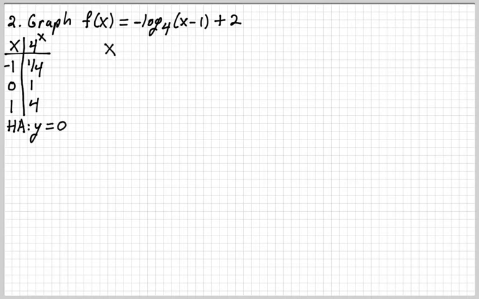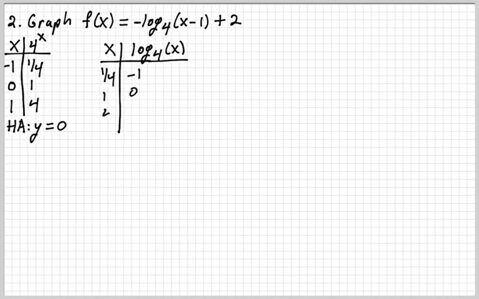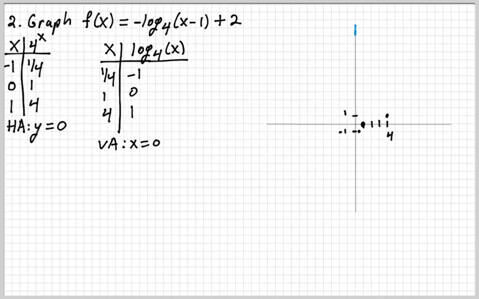Now we're not going to actually graph this, but we are going to switch our x and y to get the log of the same base. So we have 1/4 and negative 1, 1 and 0, 4 and 1. The vertical asymptote of x is equal to 0. Okay, so we're going to plot the point 4 and 1, 1 and 0, and then we'll do our best to try to graph the 1/4 and minus 1. We'll put in our vertical asymptote and then sketch our logarithmic graph, and we'll go ahead and label it as well.